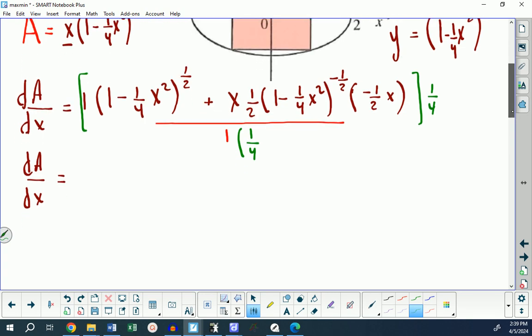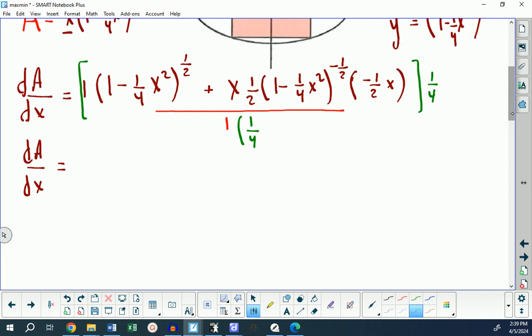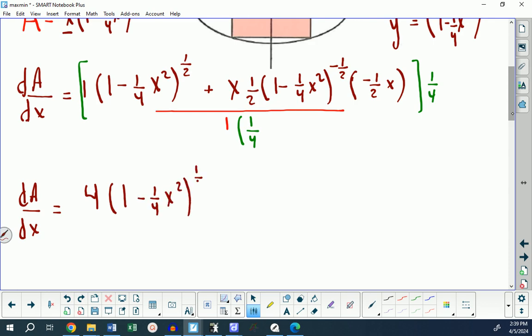So now what I end up with is 4 times 1 minus 1/4 x squared to the 1/2, plus minus x squared times 1 minus 1/4 x squared. Well, that's nice. Isn't that weird? That these terms each have, oh no, because it was the product rule. Never mind.